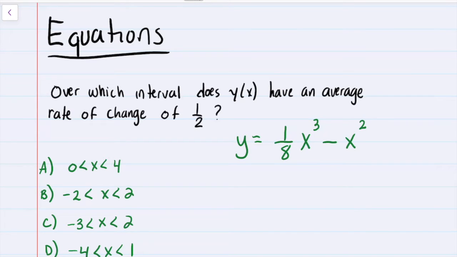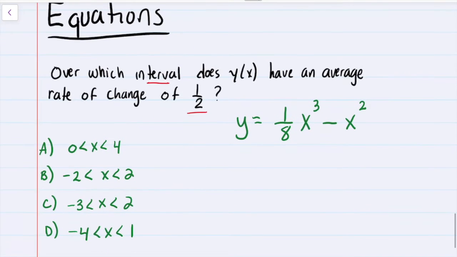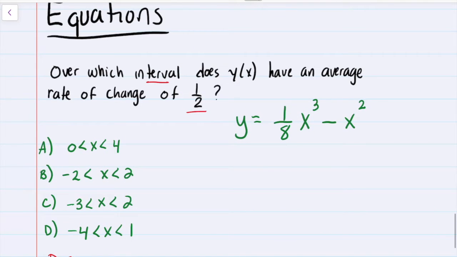Form to find average rate of change using equations. They're asking you over which interval is the average rate of change 1/2. Now they give you the equation and it makes life a lot easier because instead of doing this by hand, we can use our good old friend, Mr. Desmos. We're going to use Desmos to find the points. So I'm going to show you what I mean by that.